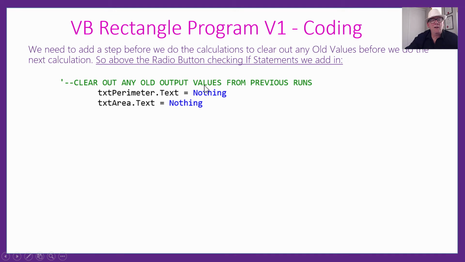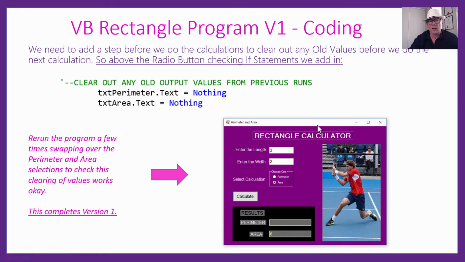So we just have clear out the old values, just set text perimeter.text equals nothing. Okay, that's a way of filling it up with emptiness so that it's empty, and text area.text equals nothing. Okay, so that will then clear them out as we were talking about, and that completes version 1 of our program. All right, so we don't have the inputting of the units yet, and we don't have a clear button or an exit button, which will all come later on, and we don't have any validation input checking yet either. But that's the basic version, so that's good.